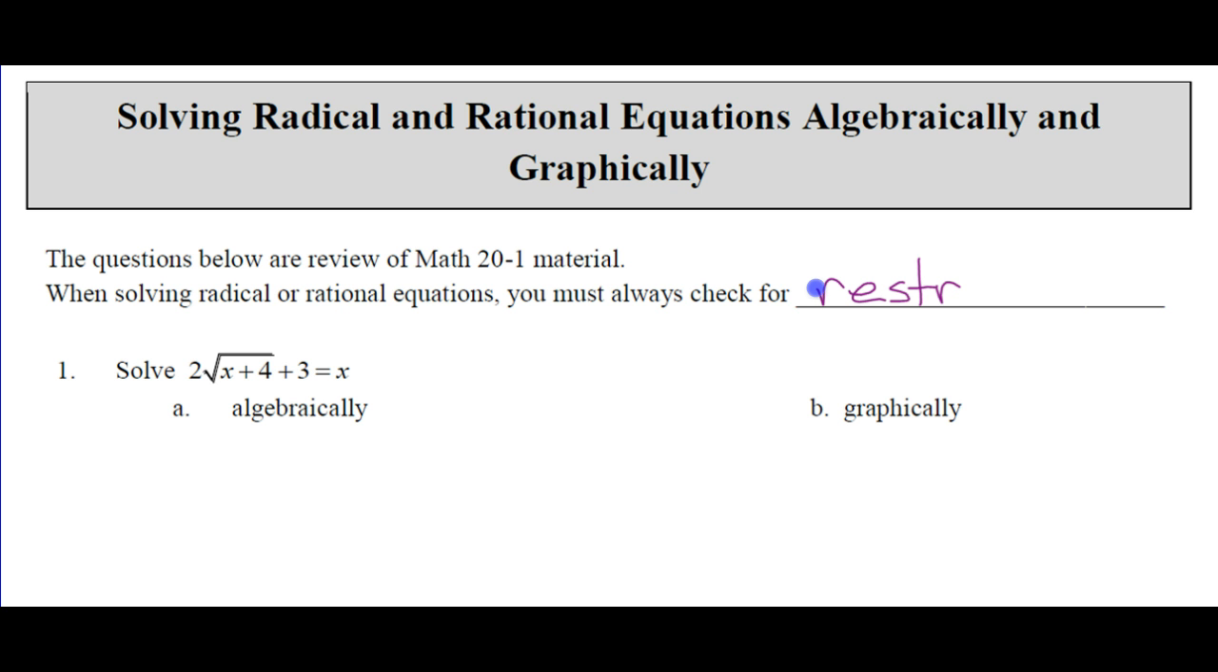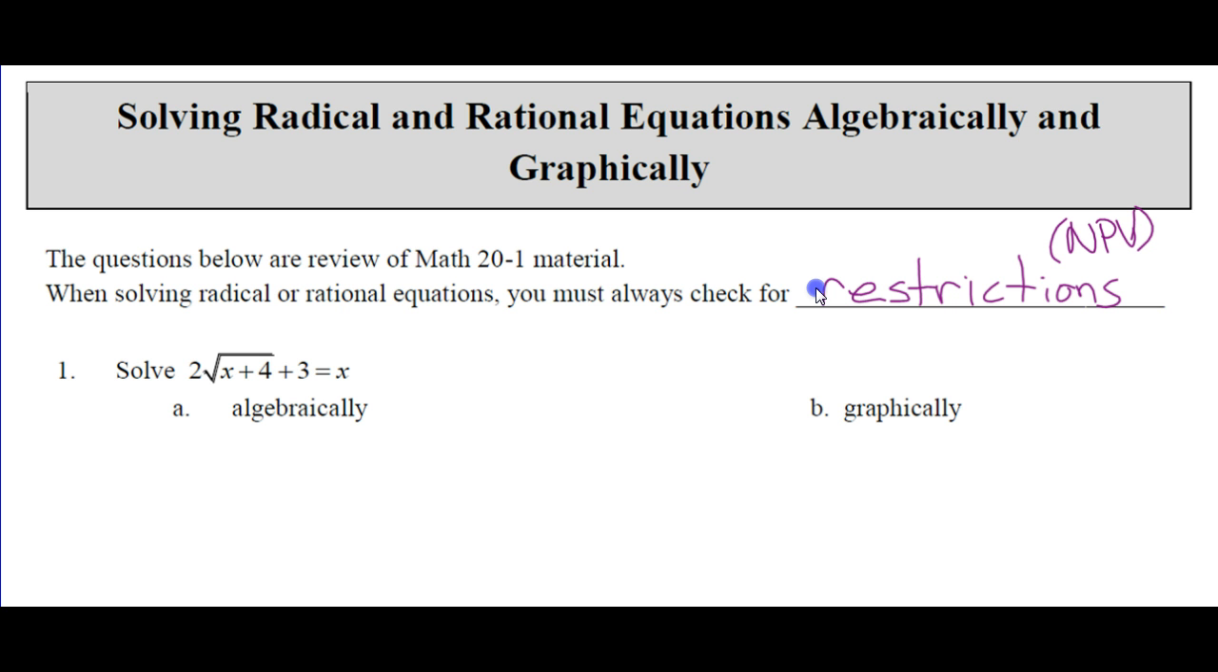Restrictions. You've got to look for the restrictions, and sometimes we say the non-permissible values.